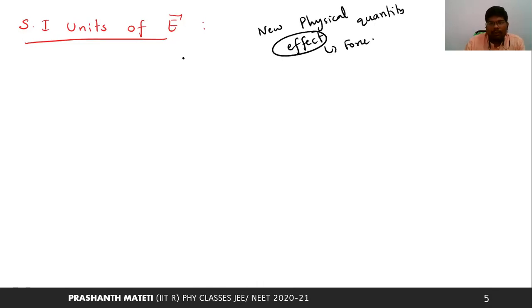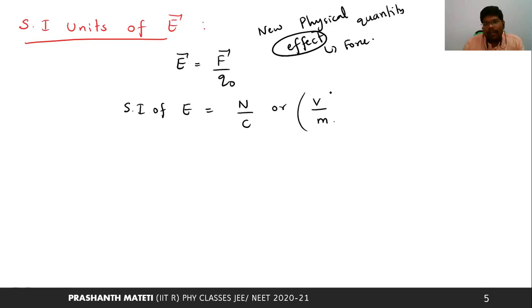When we define it, it is F by Q. That means the unit is Newton per Coulomb. This is the SI unit of electric field. There is also one more unit, called volt per meter. What volt is, we'll discuss when we see electric potential. For now, Newton per Coulomb or volt per meter represent the same thing.